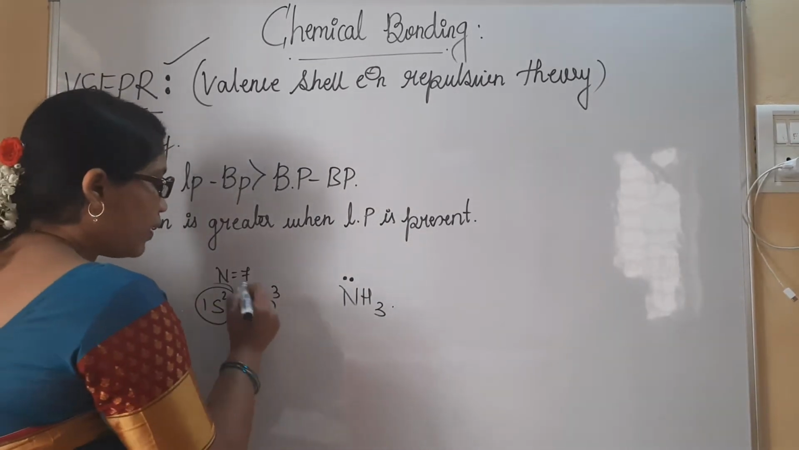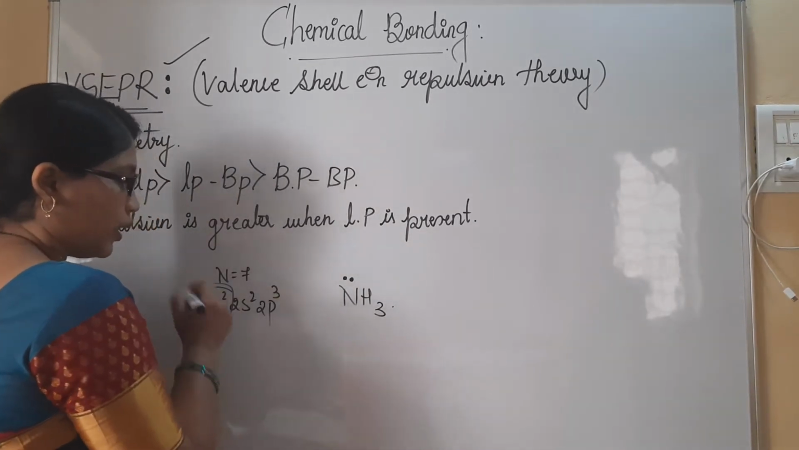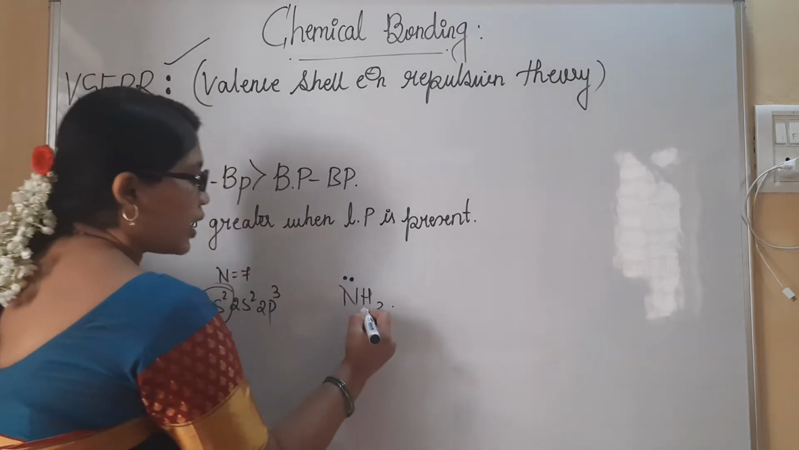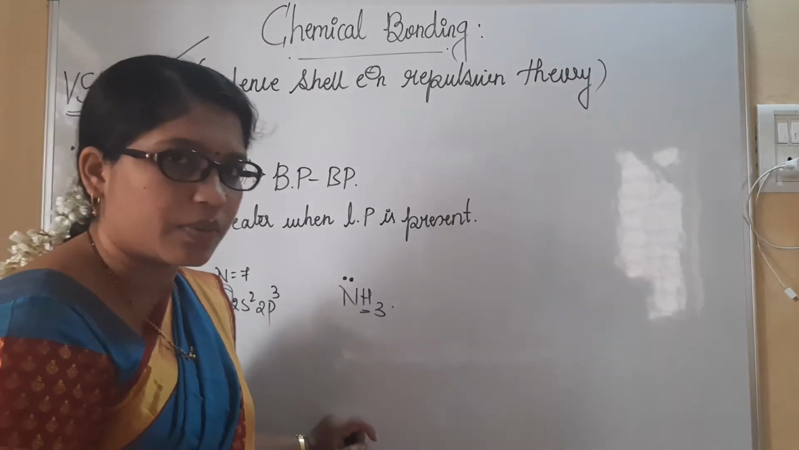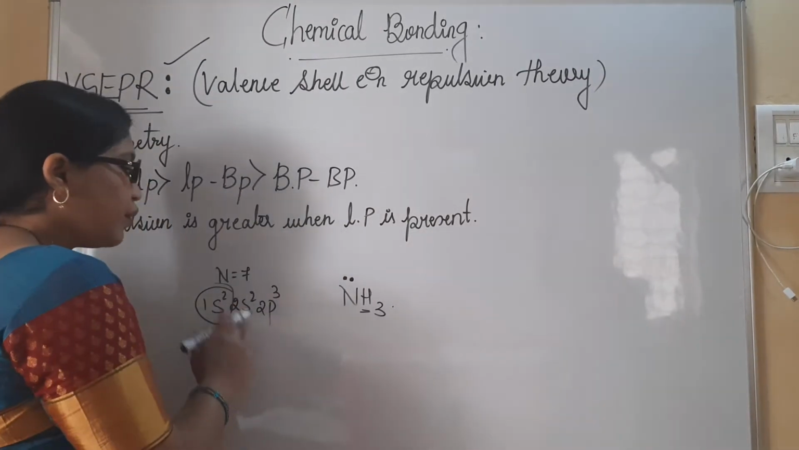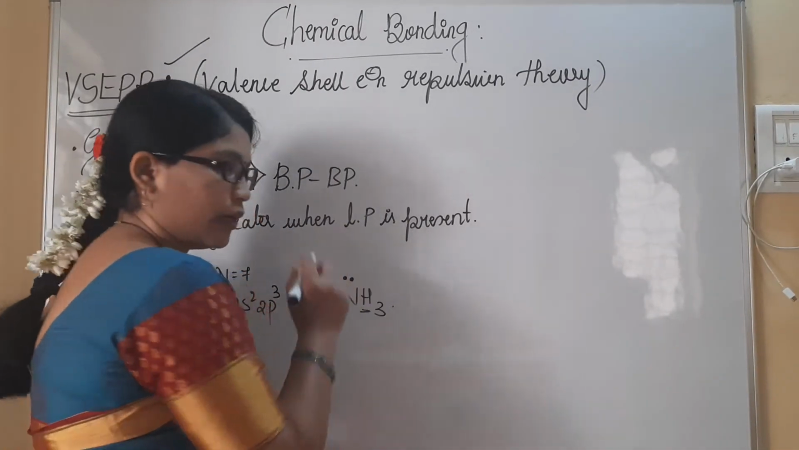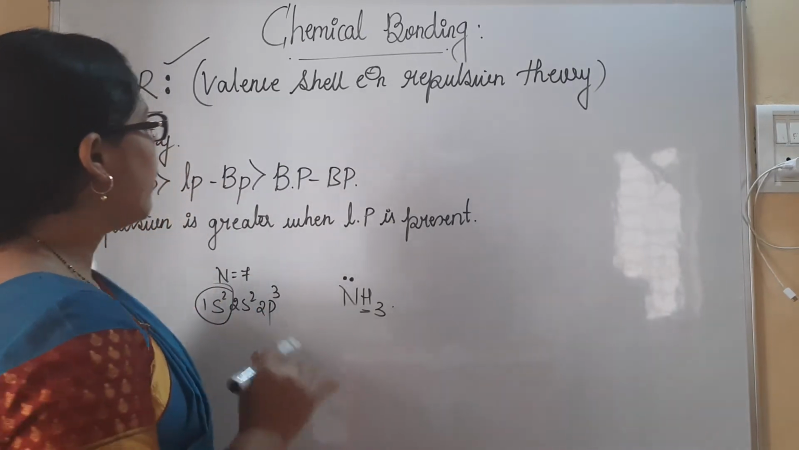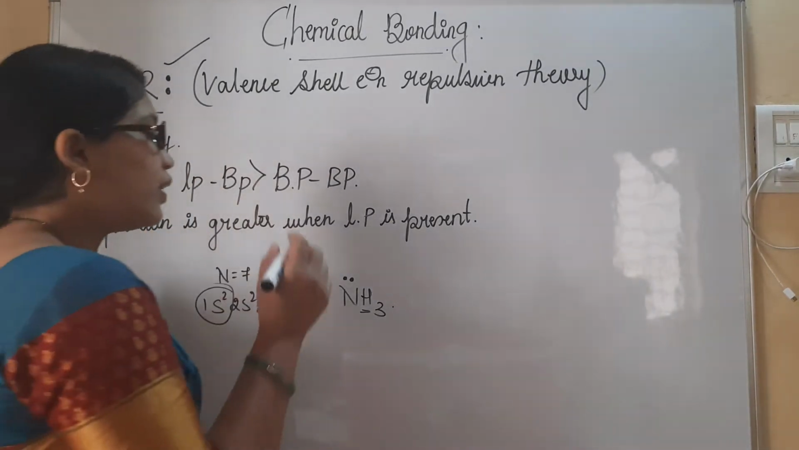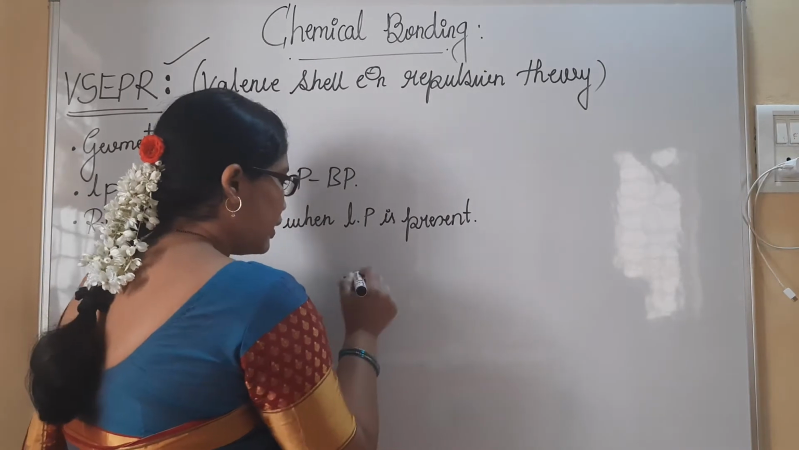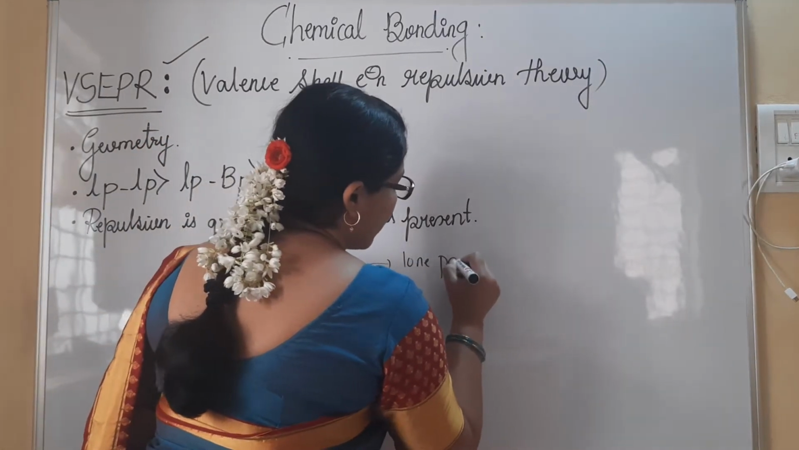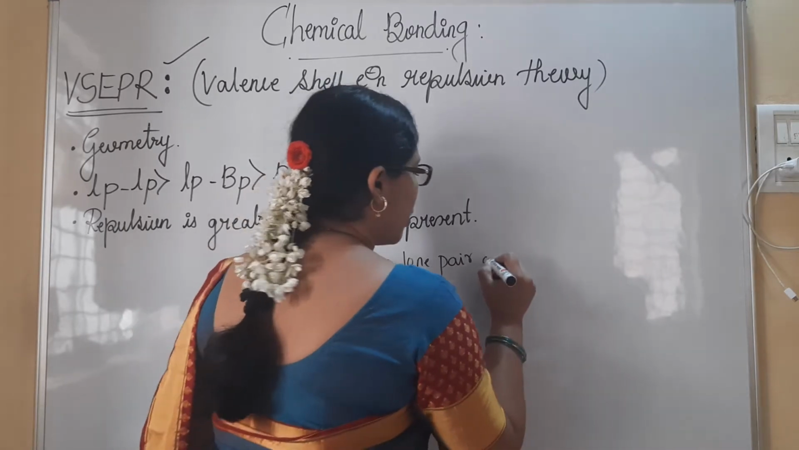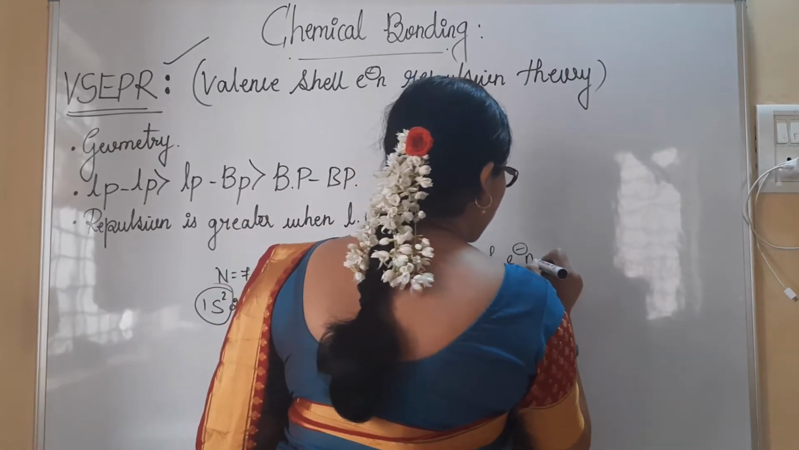Then we are left with 2s2 and 2p3. The 2p3 electrons have been given here to the 3 hydrogen atoms for bonding purposes. Then we are left with 2 electrons that I have shown here. Understood? So whatever electrons I have mentioned here, these are referred to as lone pair of electrons. Lone pair of electrons.